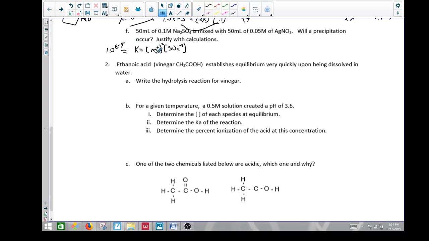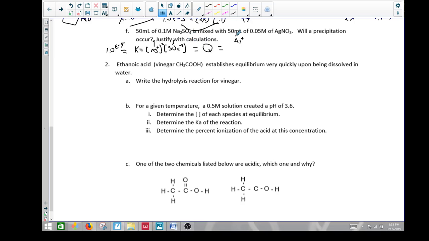Again, that's important to understand: I can have lots of silver and a little bit of sulfate or vice versa, but I can't have lots of both of them. Together, this product cannot exceed that, or I'm holding too much and a solid would be produced. Okay, so what is this? Now, if we're at equilibrium, we call it K, which is 1.0 e to the negative fifth, but if we're not at equilibrium, we call it Q. All right, let's plug in our current concentrations.